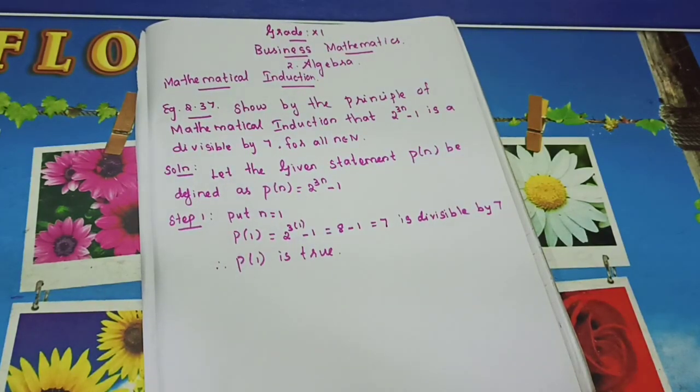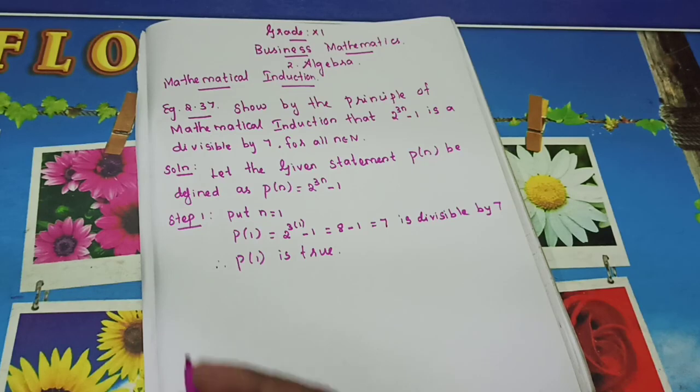Understand? First you need to assume the given statement as P of n. In the previous problems we proved LHS equals RHS, but here you need to prove 2 power 3n minus 1 is divisible by 7. If we substitute n equal to 1, we get the value 7. Is 7 divisible by 7? Yes. So we say P of 1 is true.